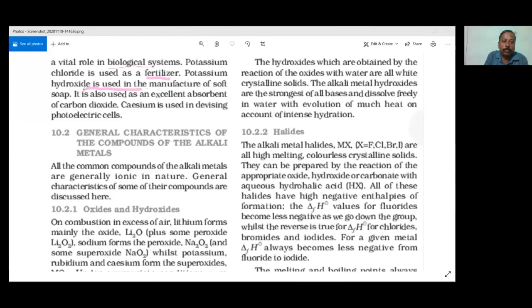Potassium hydroxide is used in the manufacture of soft soap. It is also used as an excellent absorbent of carbon dioxide. Cesium is used in photoelectric cells. Why, I have already explained in the previous paragraph.